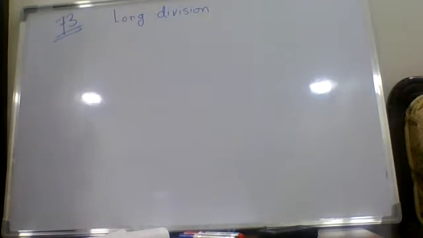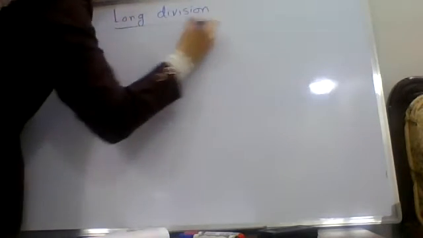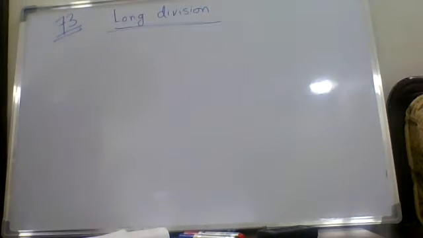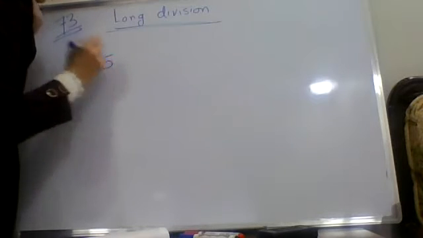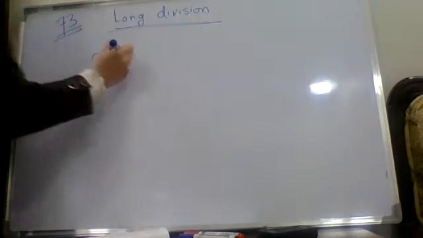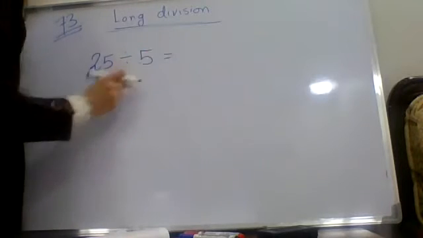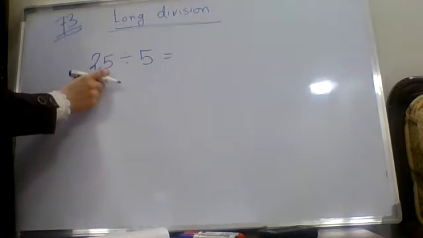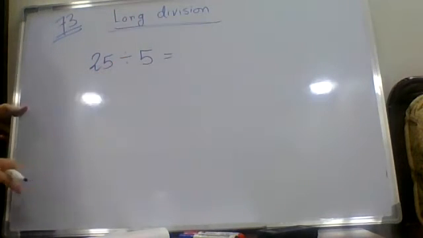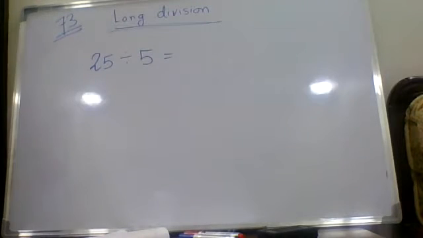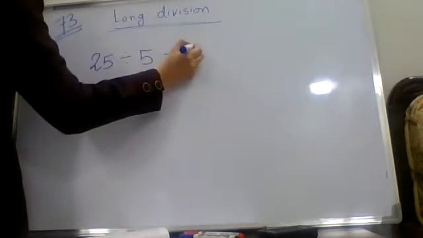First of all, we need to ask ourselves, why do we use long division? Sometimes, if you want to divide small numbers, like 25 divided by 5, you can find this answer on the times table for 5 because it's a small number. You definitely can find it exactly on the times table of 5, so 25 divided by 5 equals 5.